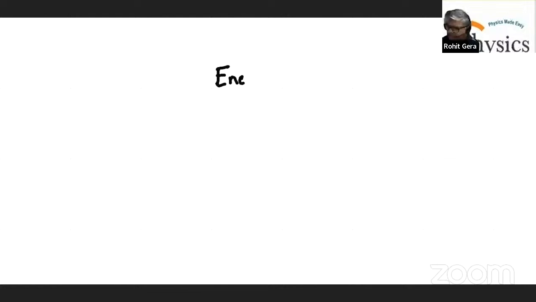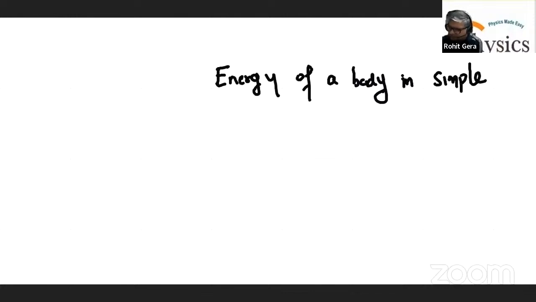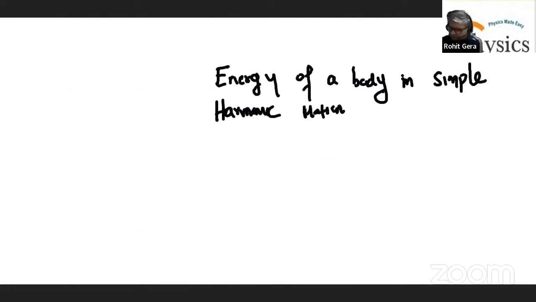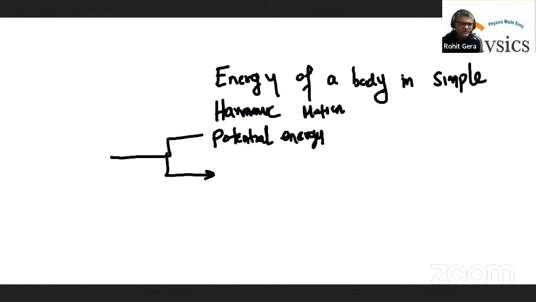Energy of a body in simple harmonic motion. So there are two energies. One is due to the position away from the mean position, which is the potential energy. Potential energies are by virtue of positions. Okay? And kinetic energies are because of velocity.